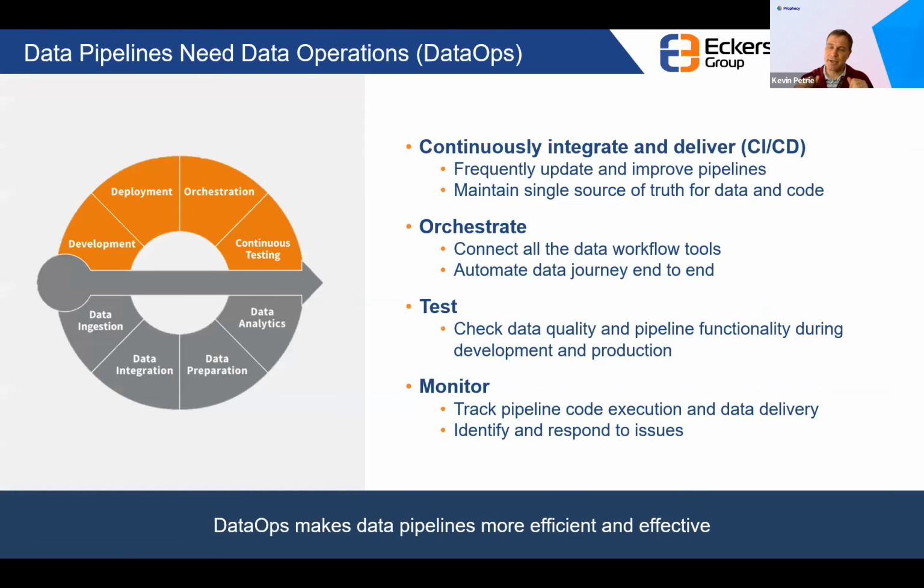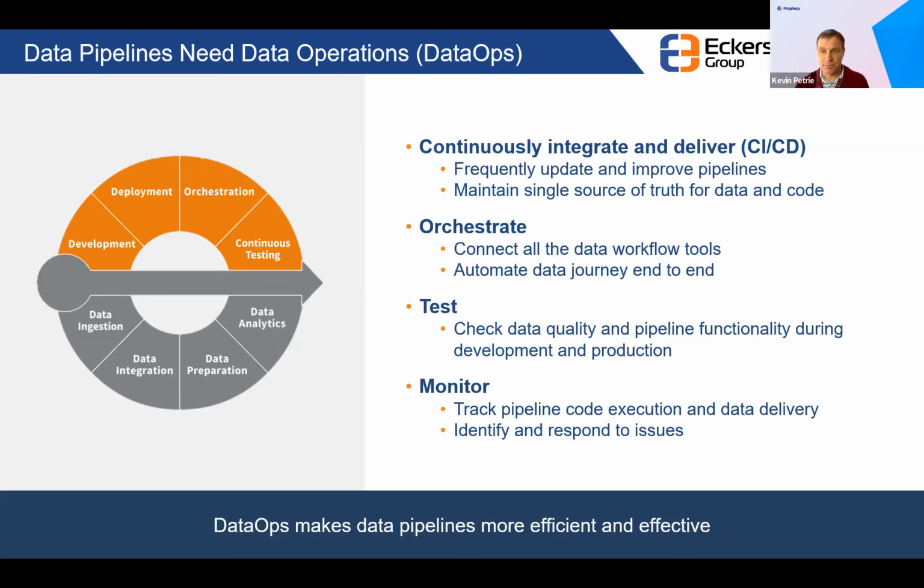Okay, so I think that a critical piece of the data pipeline segment is data operations. And as I mentioned before, there are really four segments here. I've got orchestration here because I think it overlaps a fair amount with data ops. The first is continuously integrating and delivering data pipeline code. So frequently updating and improving the pipeline, the code that's going to accurately and reliably transform and deliver data for consumption.